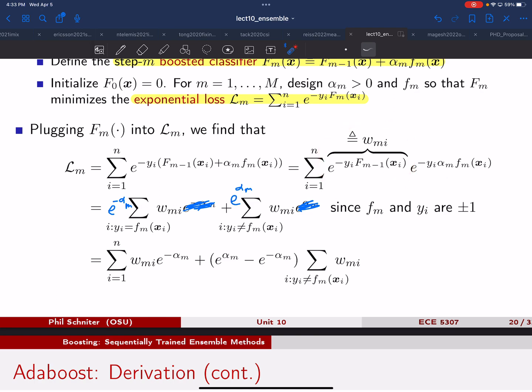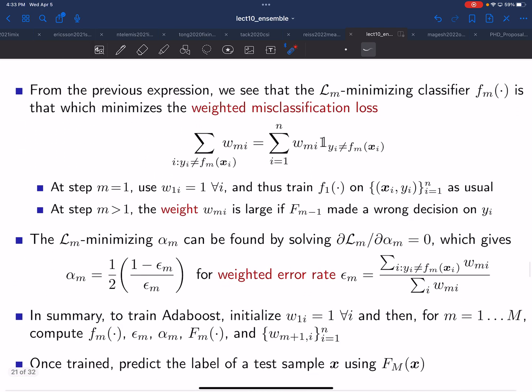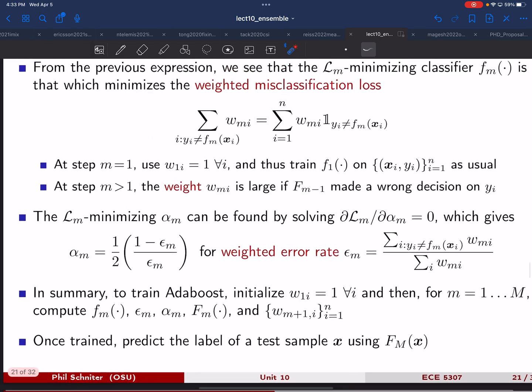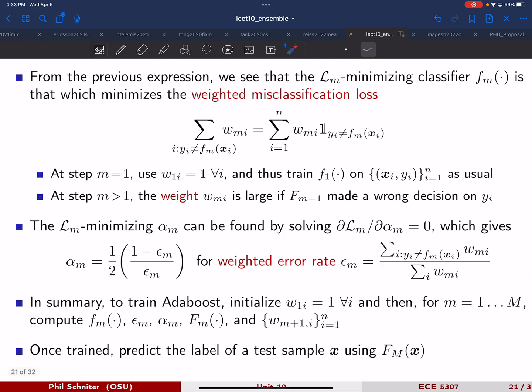And then you begin again, designing each one of those in turn. Okay, so that's how we do it. Once we're all done with capital M stages, we have our F capital M, that's our final predictor. Now when someone gives us a new test sample X, we just put it into that, and whatever comes out is going to be our classified output.